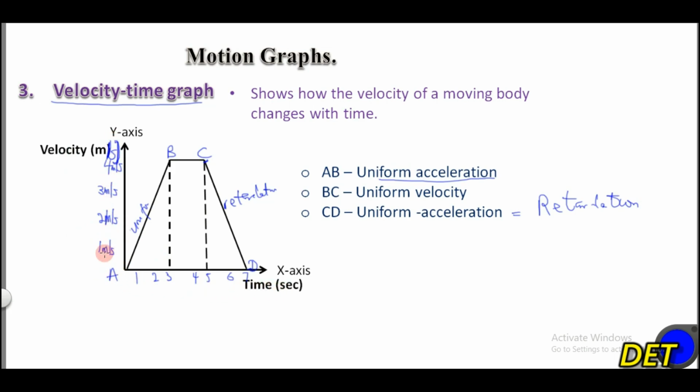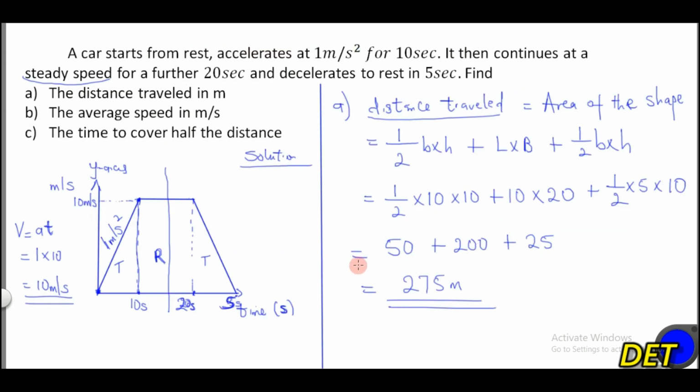The vertical axis, which is our y-axis, represents the velocity, while the horizontal axis represents our time, right? From point A to point B represents our uniform acceleration, B to C represents uniform velocity, while C to D represents retardation or uniform negative acceleration, also known as deceleration, right? And we looked at this example for more understanding.